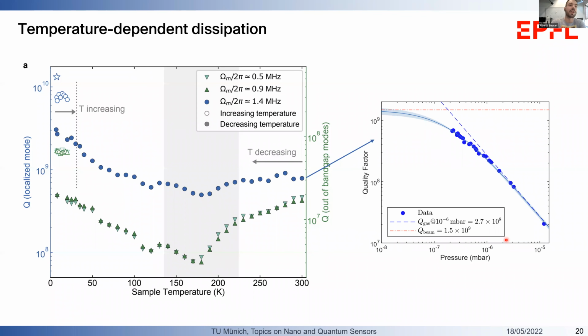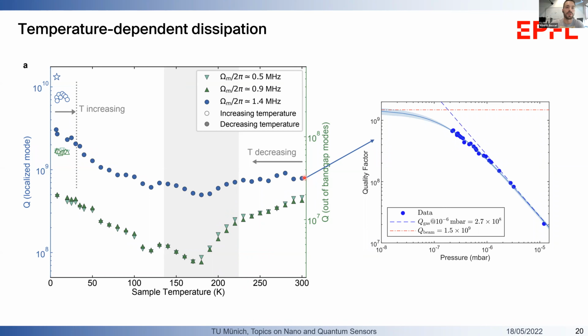So with the same nanostring that I showed before, we also performed a temperature-dependent measurement of dissipation. We selected 3 modes, 2 below the band gap frequencies, and the localized mode, the highest Q mode, localized inside the band gap. We recorded their quality factor as a function of the temperature that we tuned by just using a heater placed inside the cryostat chamber. And we could see several interesting features.